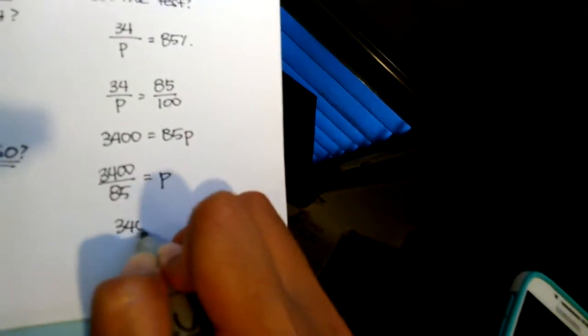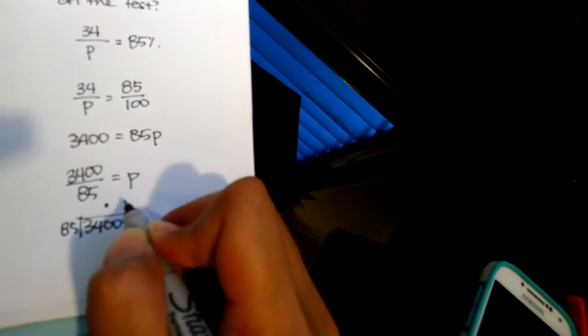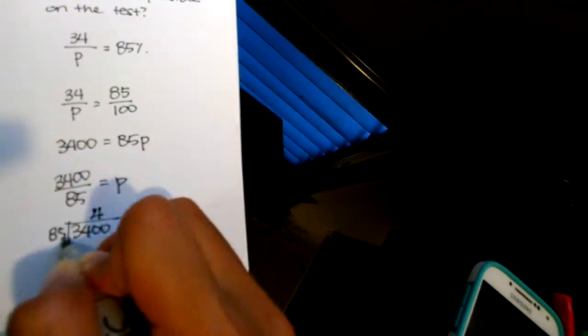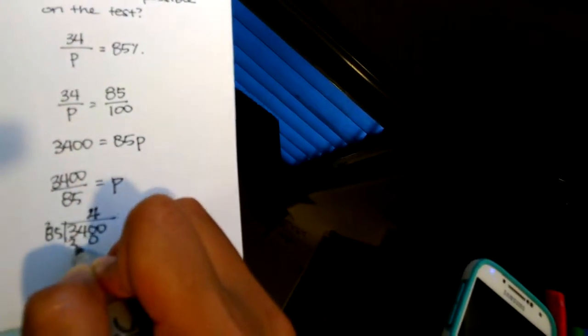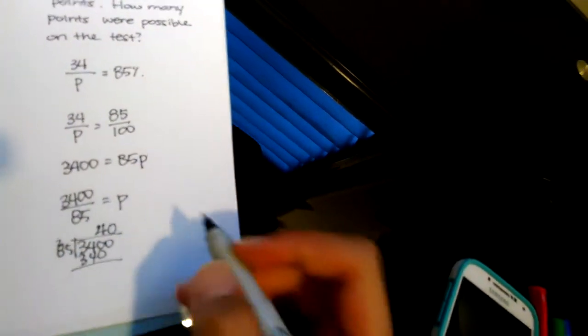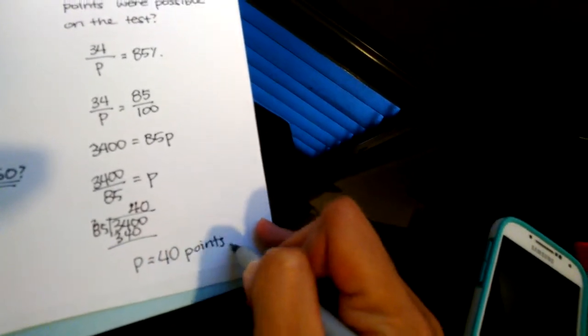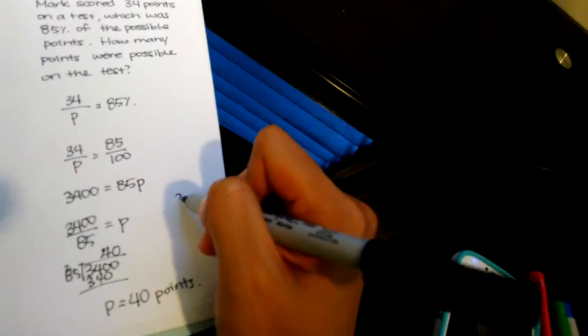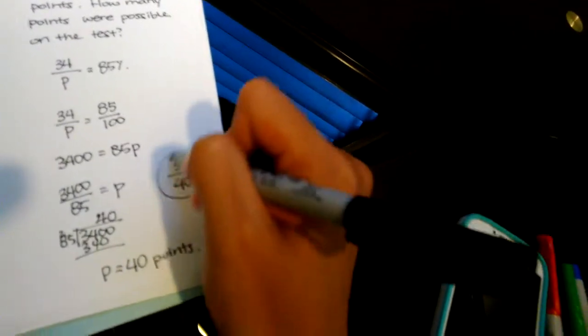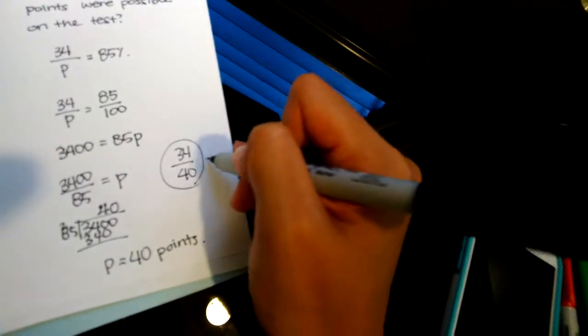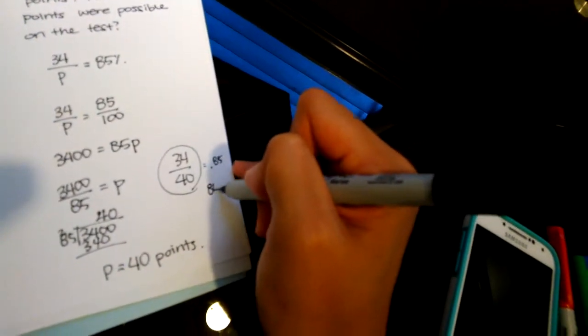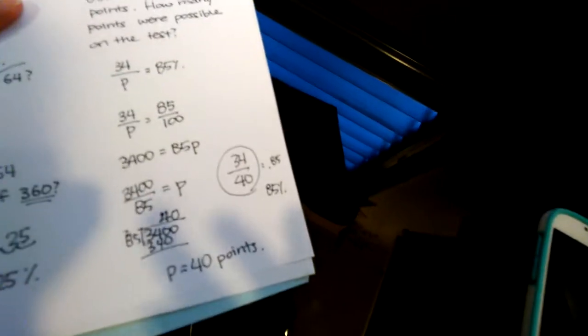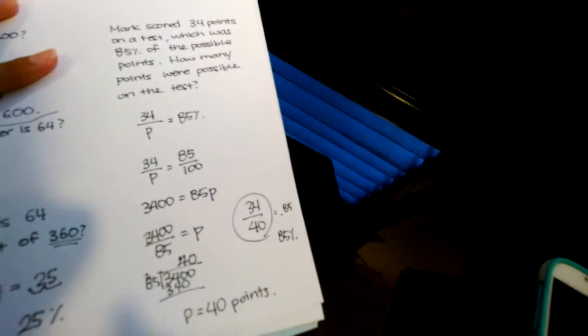Let me do that by hand. 3,400 divided by 85, let's see, 4 maybe. 4 times 5 is 20, 32, 34. Okay, so 40. So P is 40 points. In other words, Mark got 34 points out of 40, and if you do that division out, you'll get 0.85, which means he got an 85%. You could do these with your test results as well. Ours is out of 20.